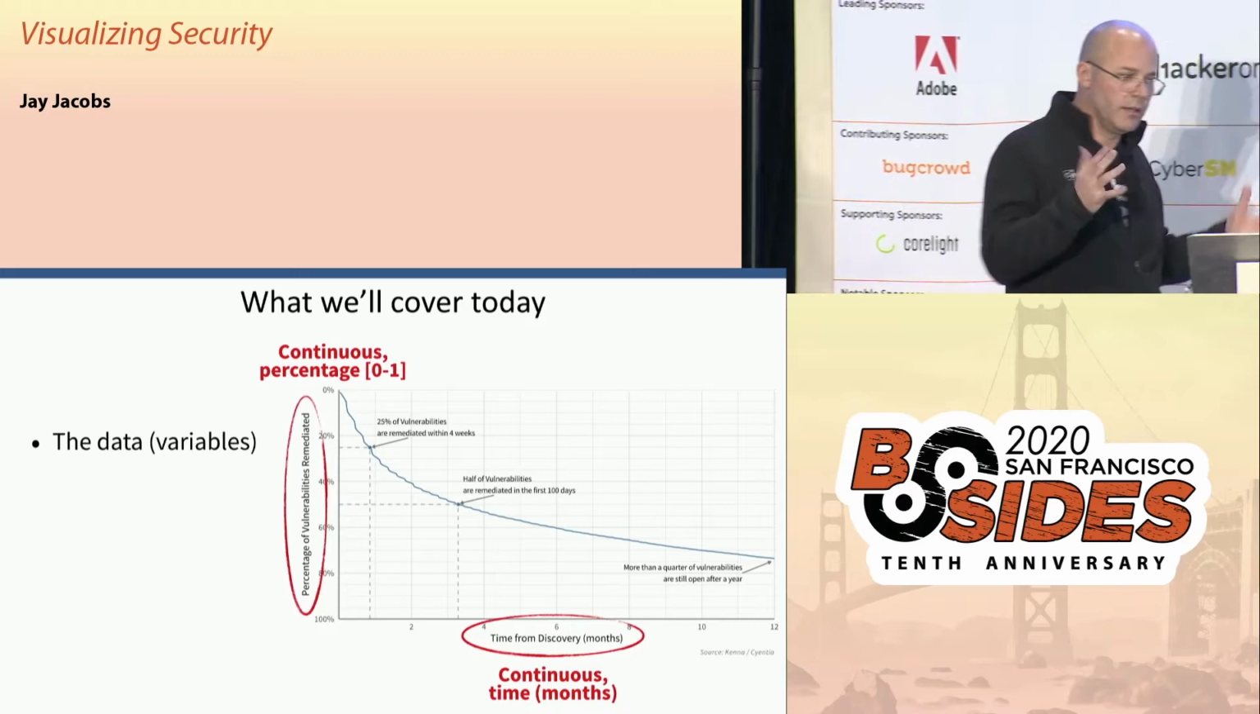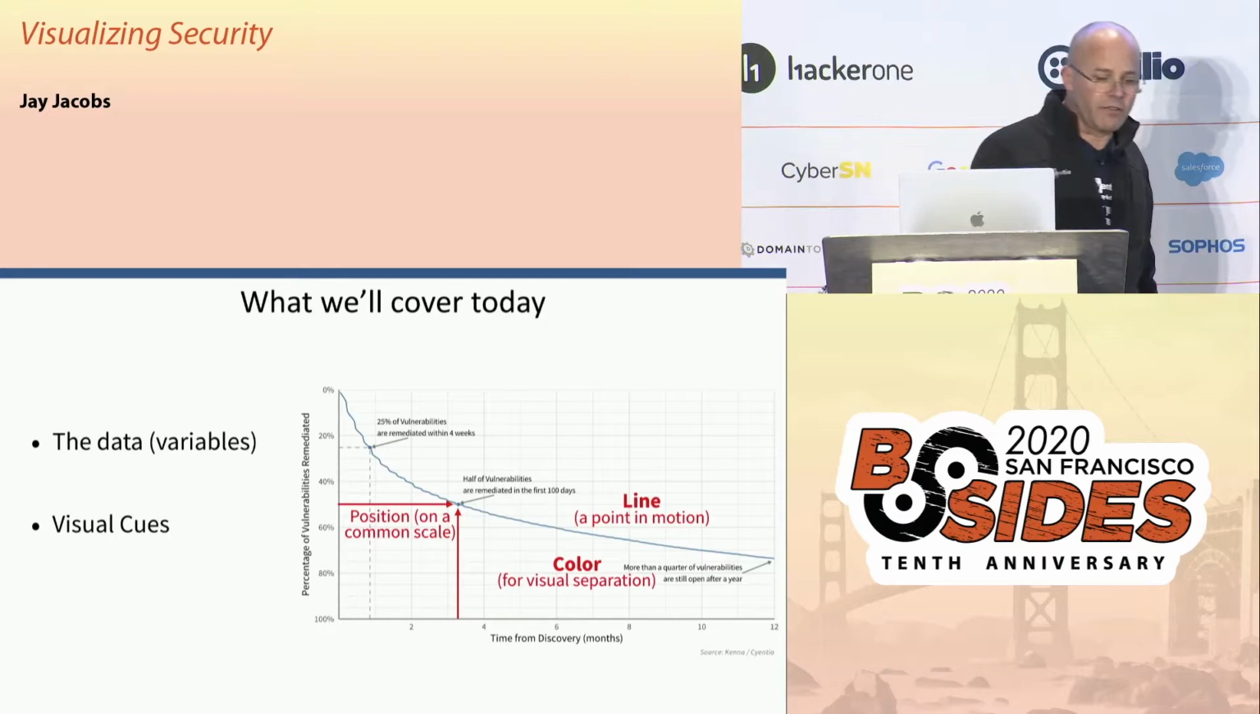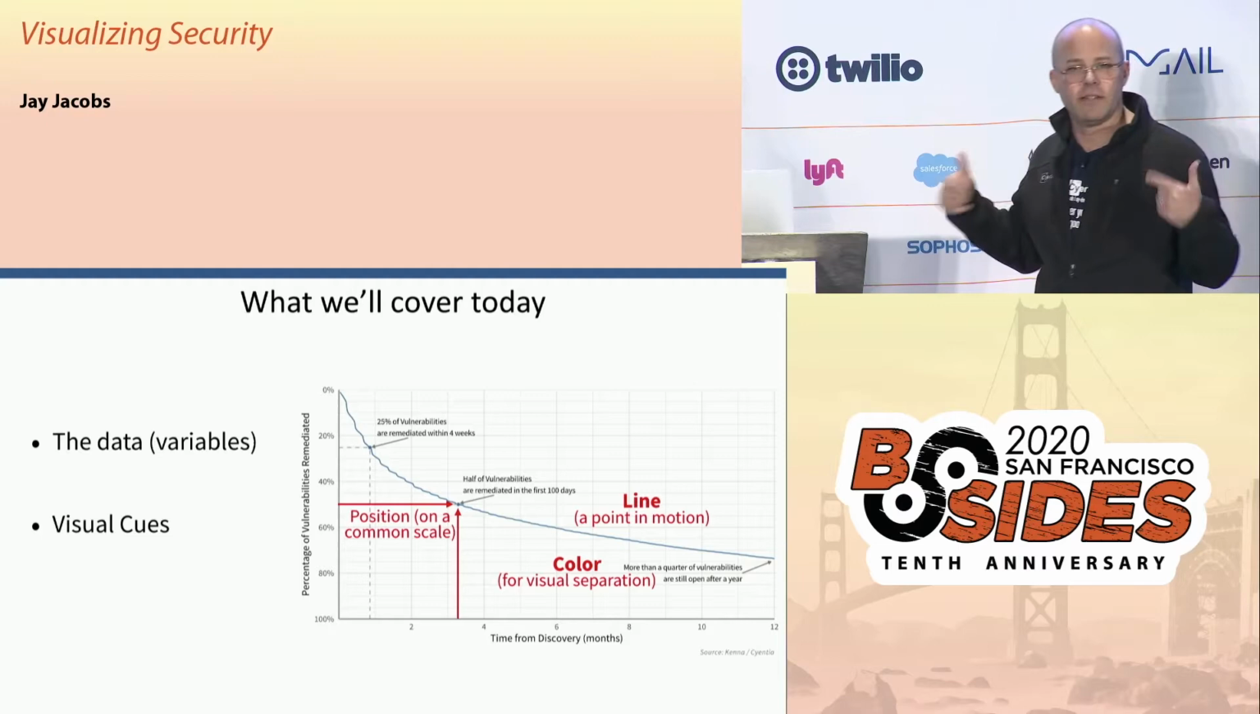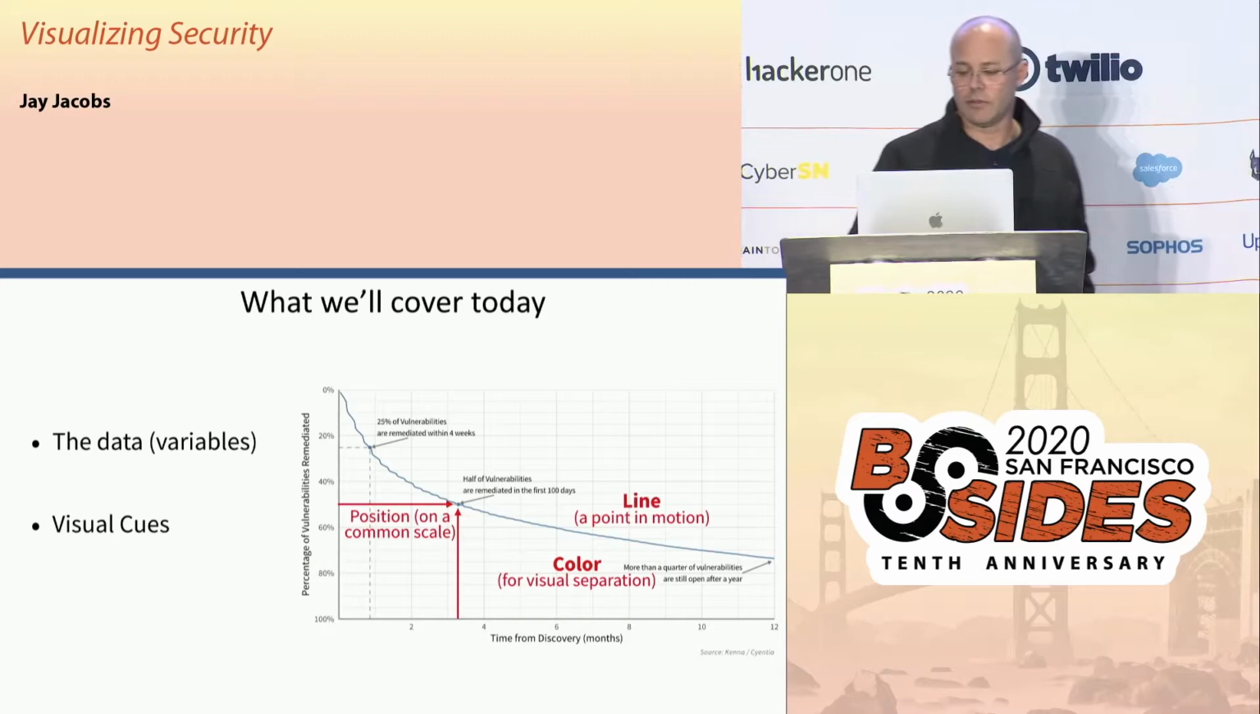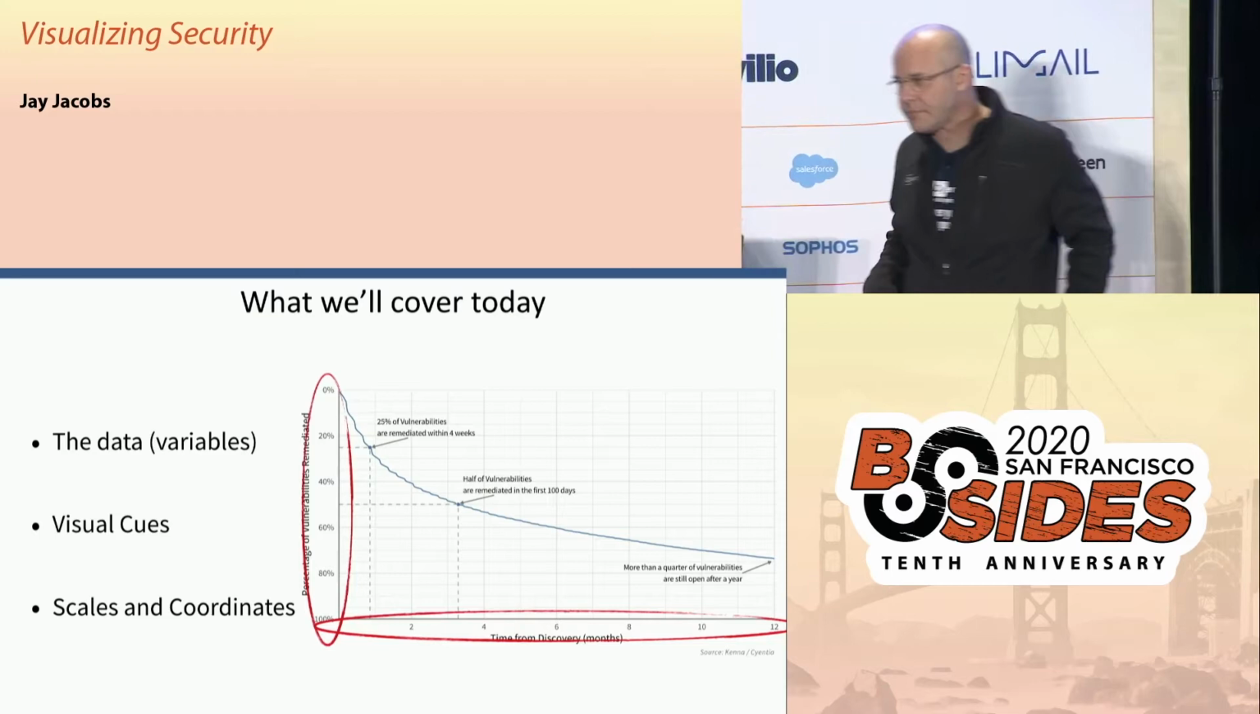But we're also going to talk about visual cues. In this plot, we've got a line, which you can think of as a point in motion. We're using color a little bit here. The line is actually blue. And then we've got position on a common scale. Those scales are going to create a visual cue that we'll cover. And lastly, I'm going to talk about those scales and coordinate systems. All right, let's get into the data.